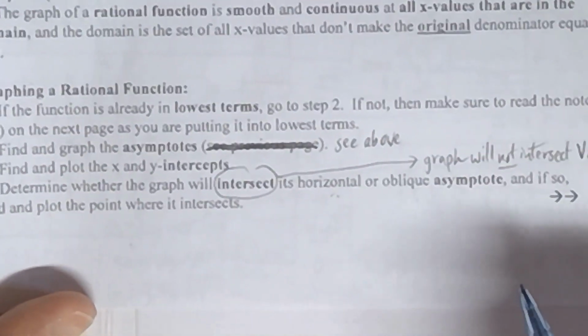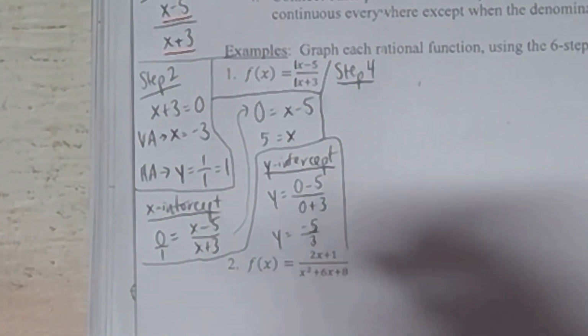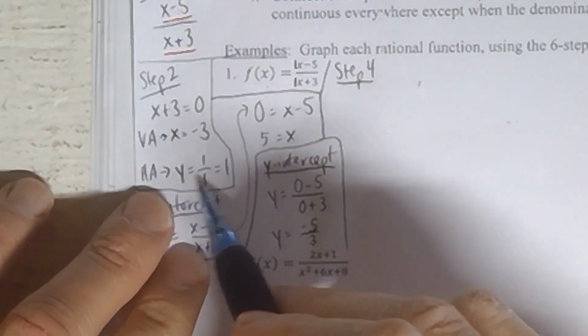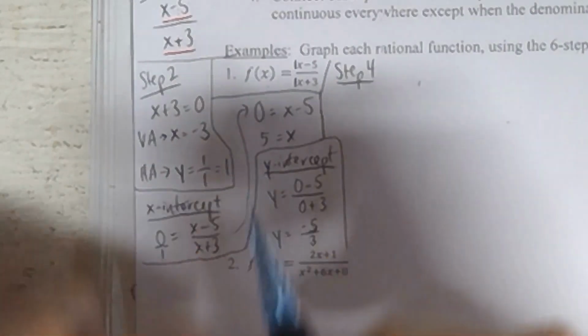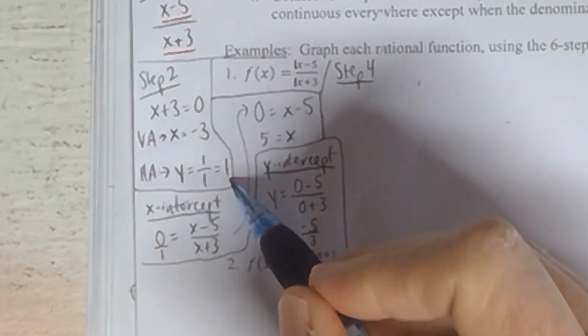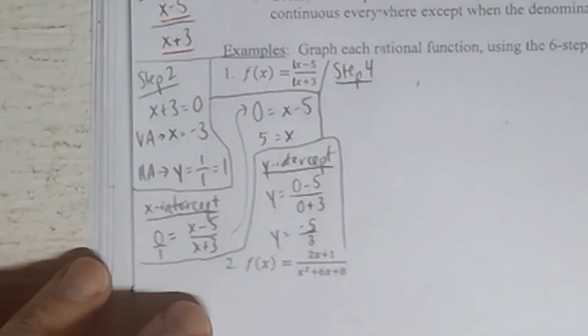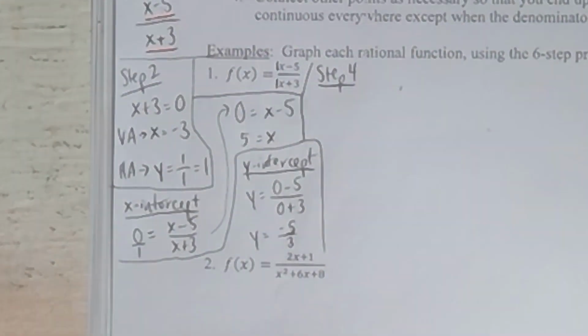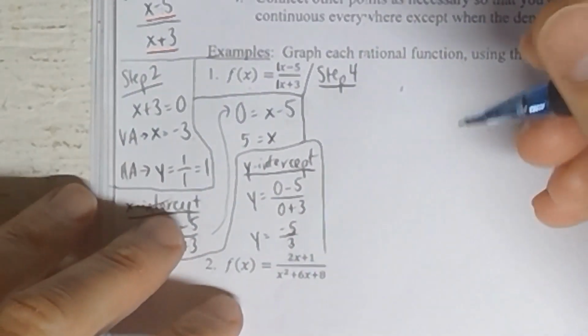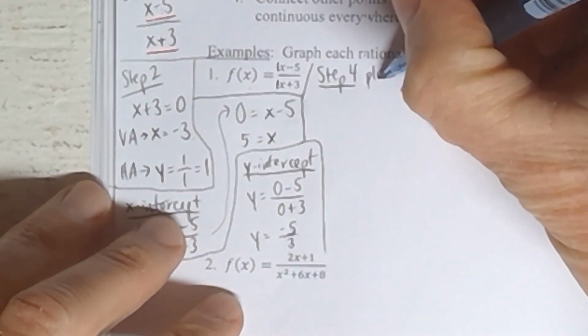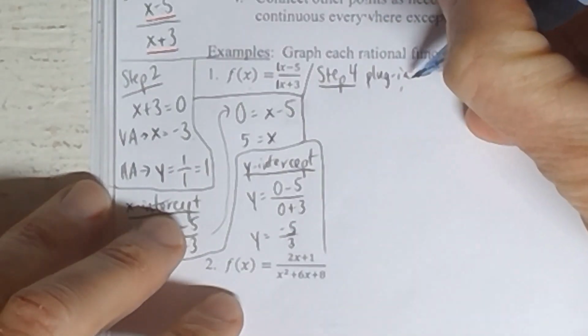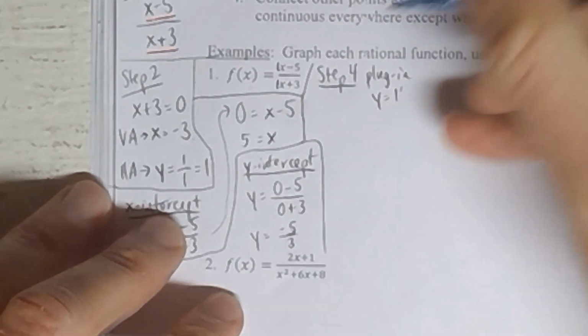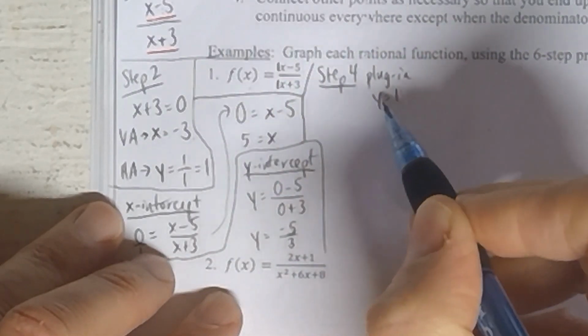Now, how do you figure that out? Well, let's first of all look at what the horizontal asymptote is. The horizontal asymptote is y equal to 1, right? So wouldn't it make sense that we would plug y equal to 1 into our function and solve that equation? And that'll tell us where the graph meets the y equal to 1 asymptote. So I'm going to plug in y equal to 1. I got that from here because that's a horizontal asymptote.